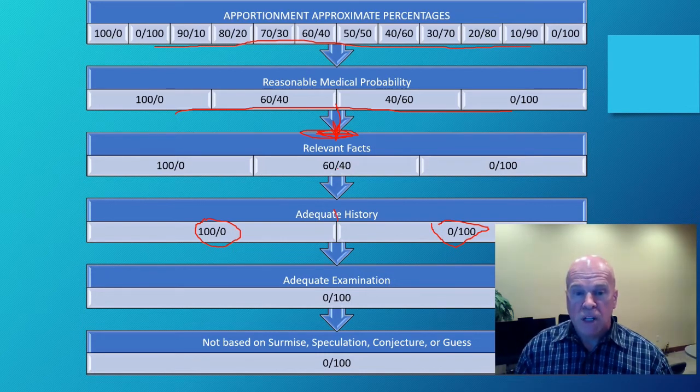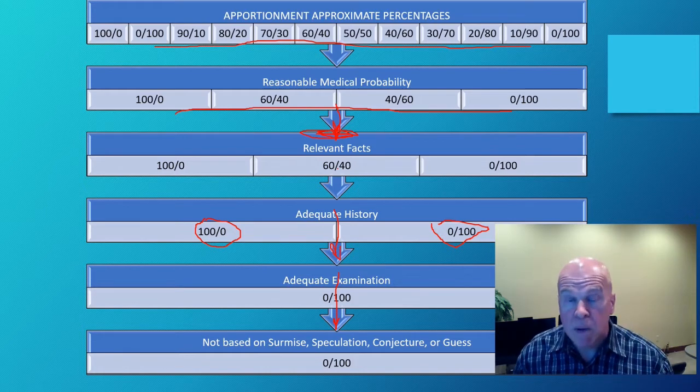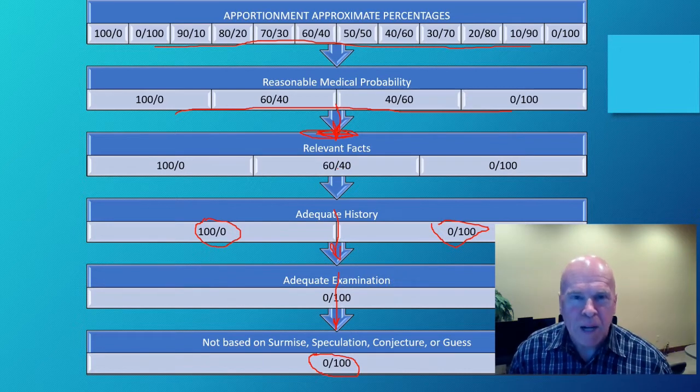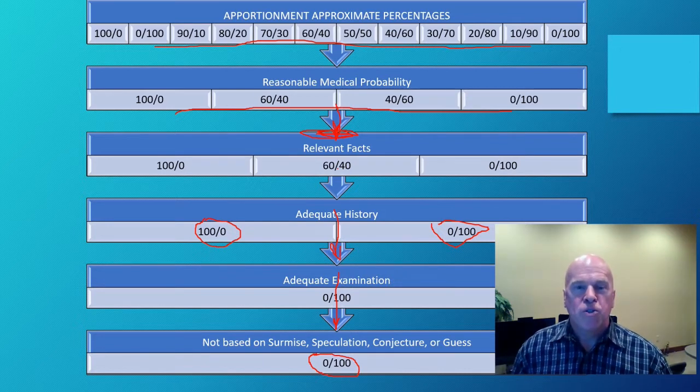And then we go through the next level of filtration, the adequate history and the adequate examination, and then we eliminate any opinions or conclusions that might be based on surmise, guess, speculation, or conjecture to arrive at one opinion that falls out the bottom of the system of the filters of substantial medical evidence.